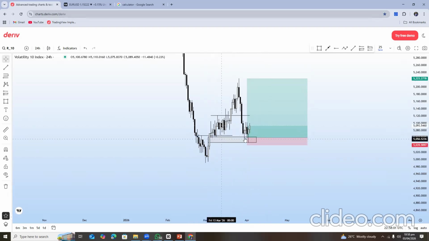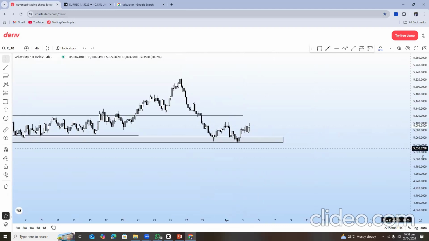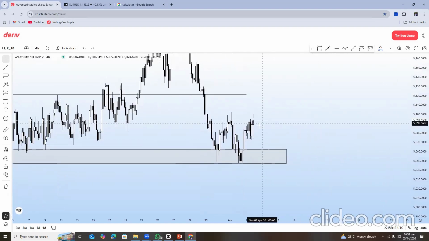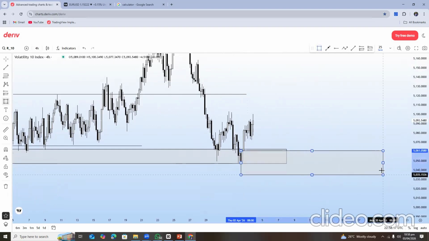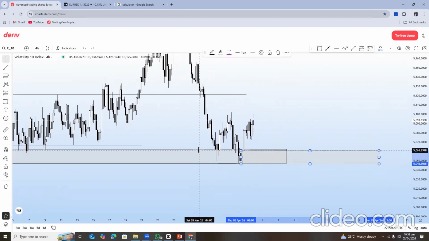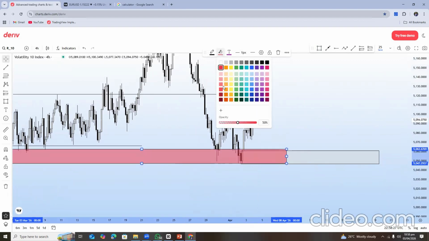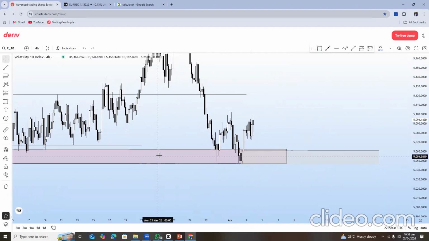On the daily time frame, we have been able to identify this. We are not going to trade from here. What do we have to do? From what we learned today, we have to go to the lower time frame. Now we have an order block on H4. I'm going to give this a different color. This is the fair value gap coming from the daily time frame.